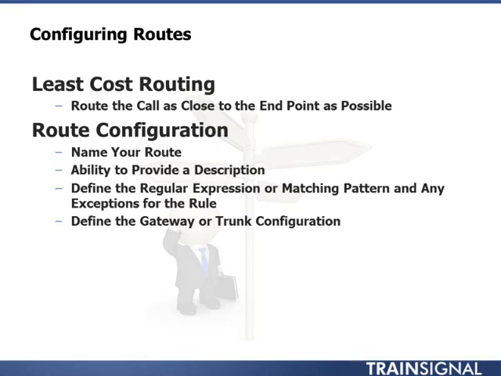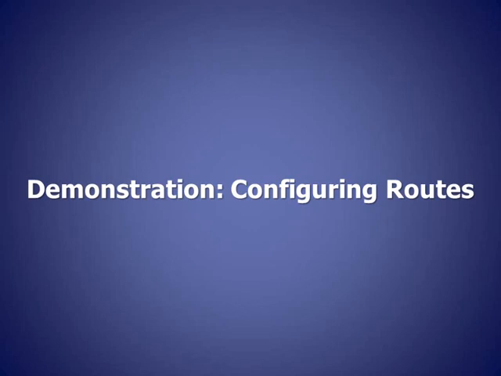So we'll also define the gateway or trunk configuration that will be used with our route. Routes are associated with PSTN usage records, and PSTN usage records are associated with our voice policies. I know this sounds very confusing, but let's take a look at a demonstration on configuring routes. It's not as bad as it sounds.